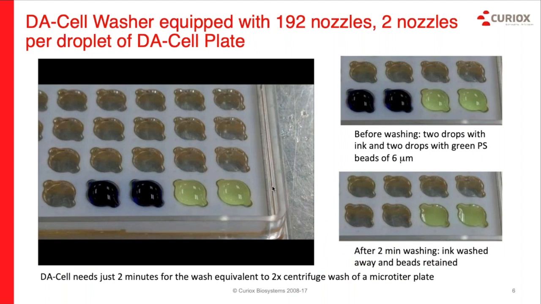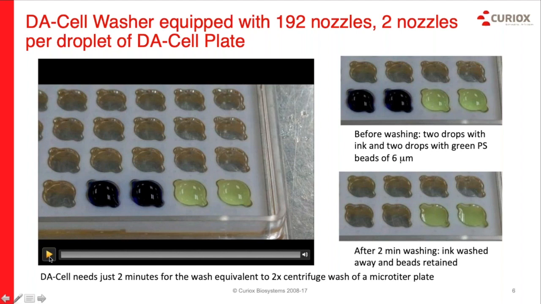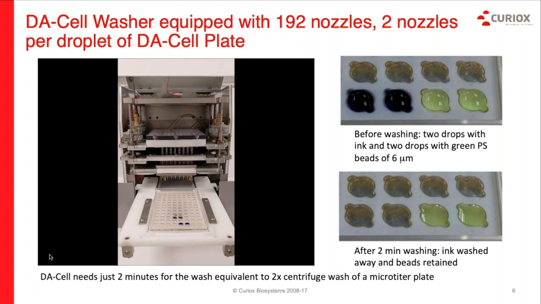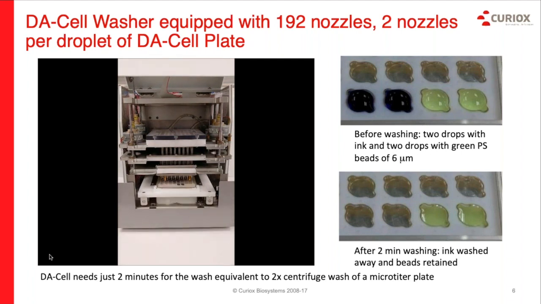So in this slide, I'm going to show a short movie clip of how the DA cell washer works. And on the left panel here, this is an actual plate. There are 2 wells that look green, and they've got green polystyrene beads in them. And then the 2 wells to the left have food coloring in them, which stand in this case for the labeled antibodies. Let me start the video. And the fluorescent beads will settle to the bottom of the well just like cells would. So they have about the same density.